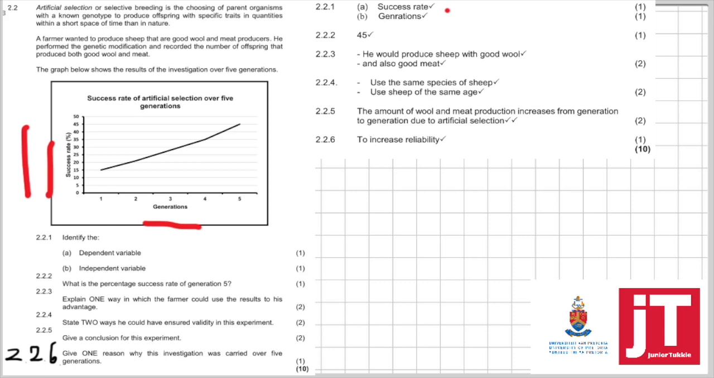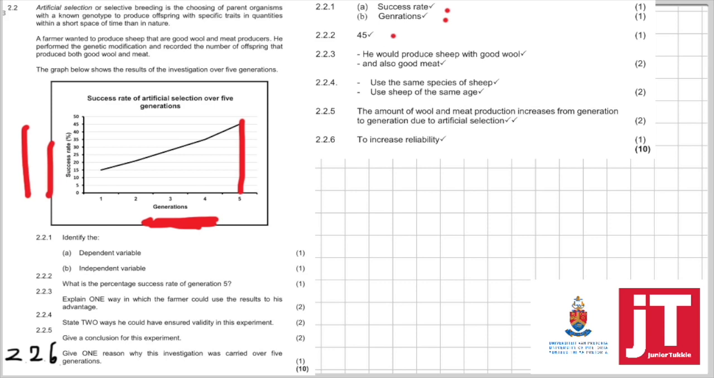Identify B, independent variable. What was he controlling? He controlled the generations. 2.2.2. What is the percentage success rate of generation 5? So if you look at it, it's obviously 45%.